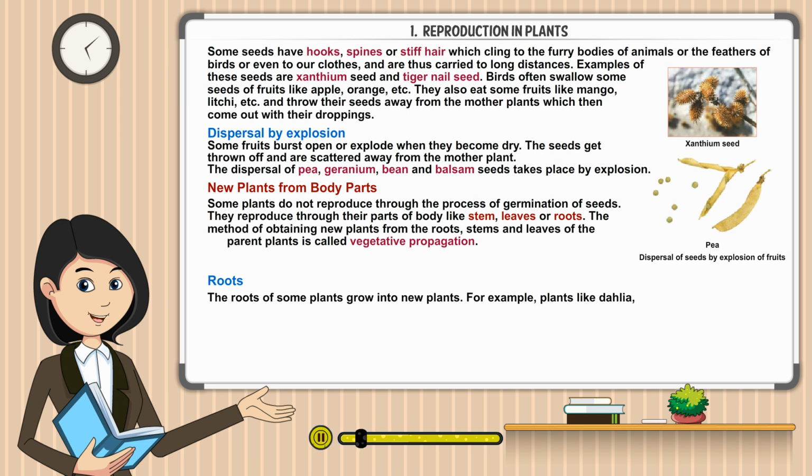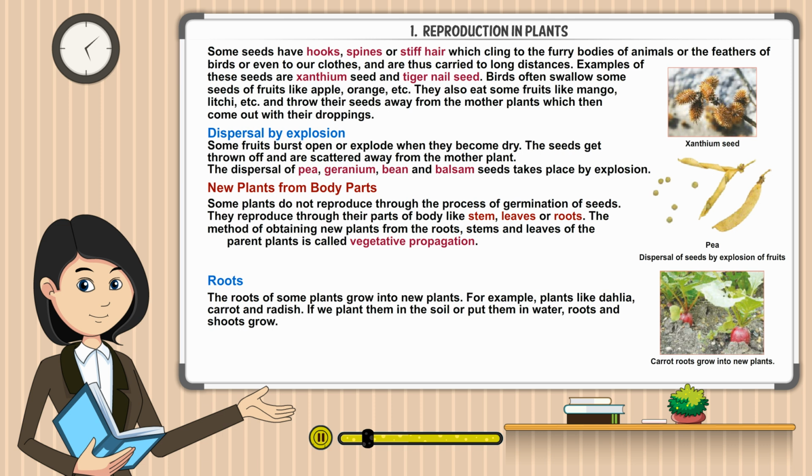Roots. The roots of some plants grow into new plants. For example, plants like dahlia, carrot, and radish. If we plant them in the soil or put them in water, roots and shoots grow.